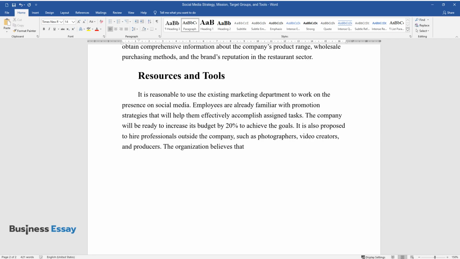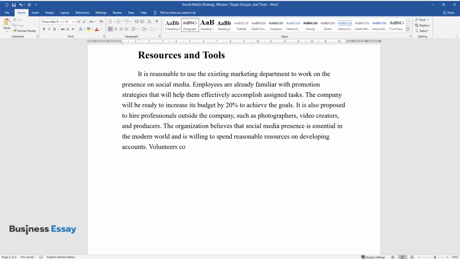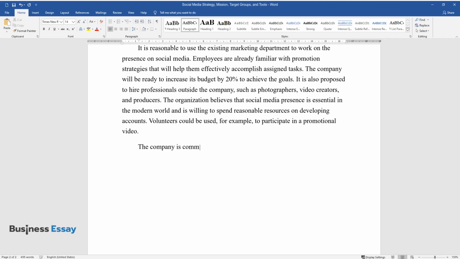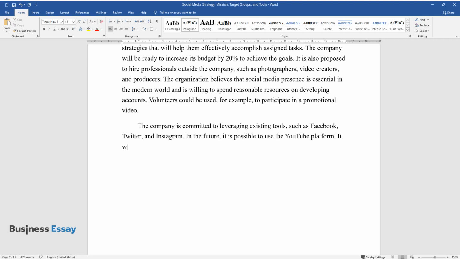The organization believes that social media presence is essential in the modern world and is willing to spend reasonable resources on developing accounts. Volunteers could be used, for example, to participate in a promotional video. The company is committed to leveraging existing tools, such as Facebook, Twitter, and Instagram. In the future, it is possible to use the YouTube platform.